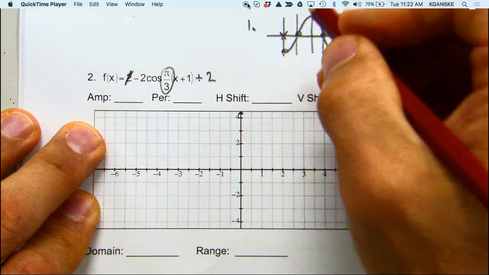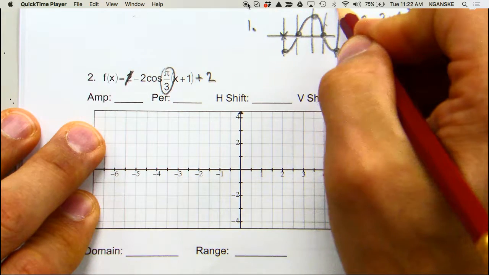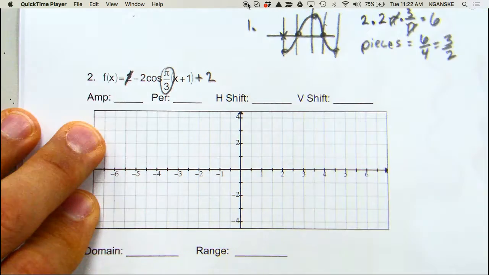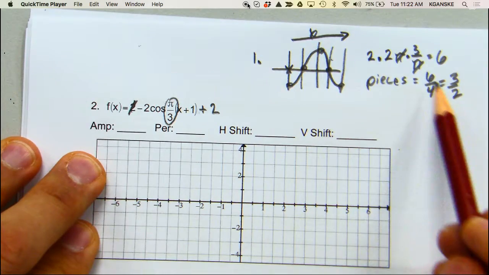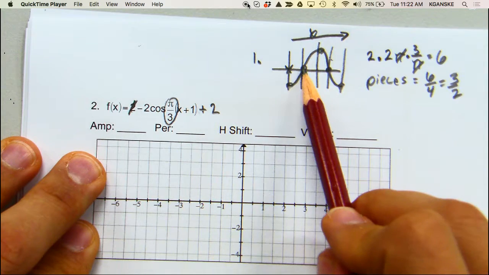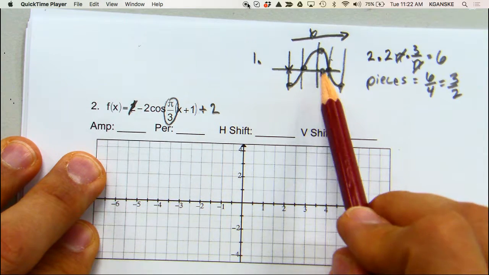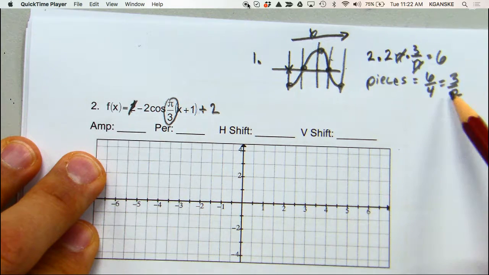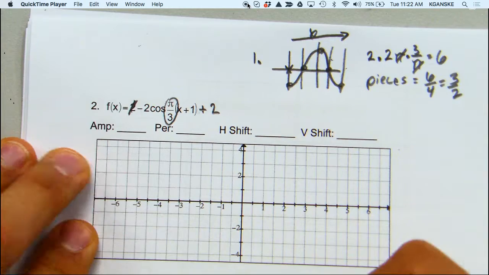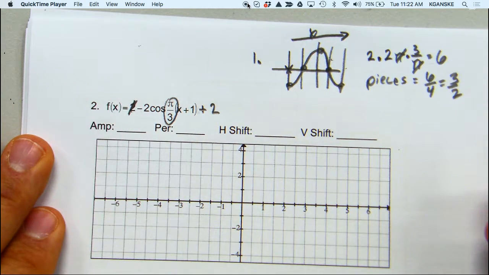Okay, so if this period from here to here is going to be a total of 6, right? Then each of these little places in between my points, my parent points, is going to be a fourth of that. Does that make sense? Yeah? Okay, so we've got that knocked down.